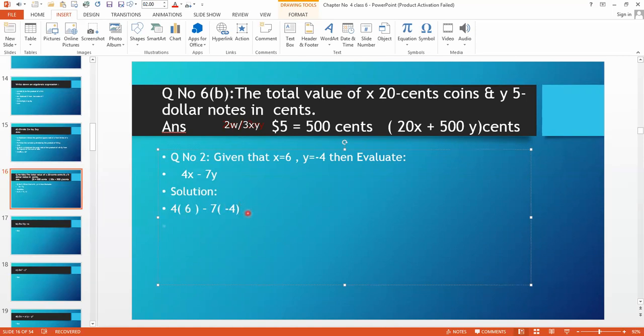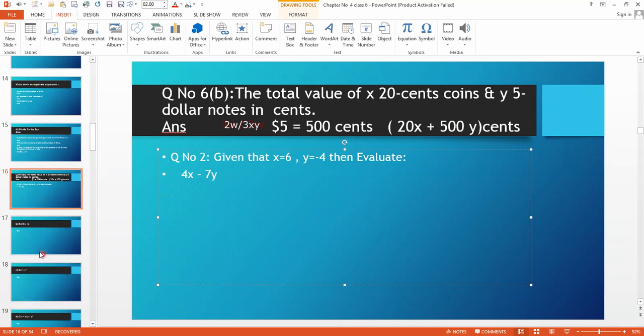Now you have to solve it. Bracket means to multiply. So 4 6s are 24, minus, and signs are also multiplying. So minus into minus becomes plus, and 7 4s are 28. So you have to add both of these two. 28 plus 24 becomes 52. So this is your answer of question number 2. I think it is clear? Clear to all? Very good. So we move towards the next question.